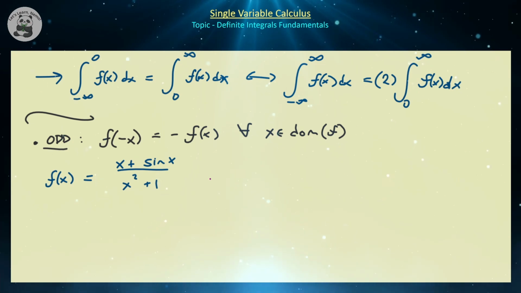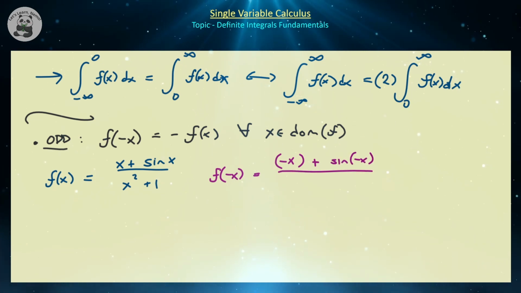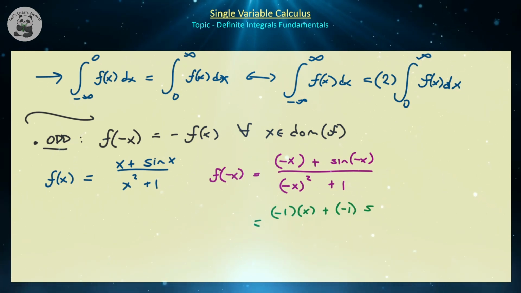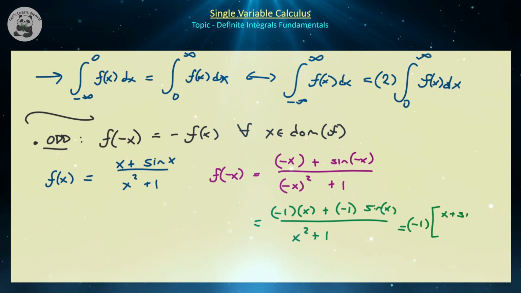If we plug in minus x here, we're going to have minus x plus the sine of minus x all over minus x squared plus 1. On the top, we have minus 1 times x plus minus 1 times sine, since sine is odd. On the bottom, minus something squared is the same as something squared, so we have just x squared plus 1. Notice that we can factor the minus 1 out of the top, leaving x plus the sine of x. The bottom hasn't changed, and that's just equal to minus f of x.